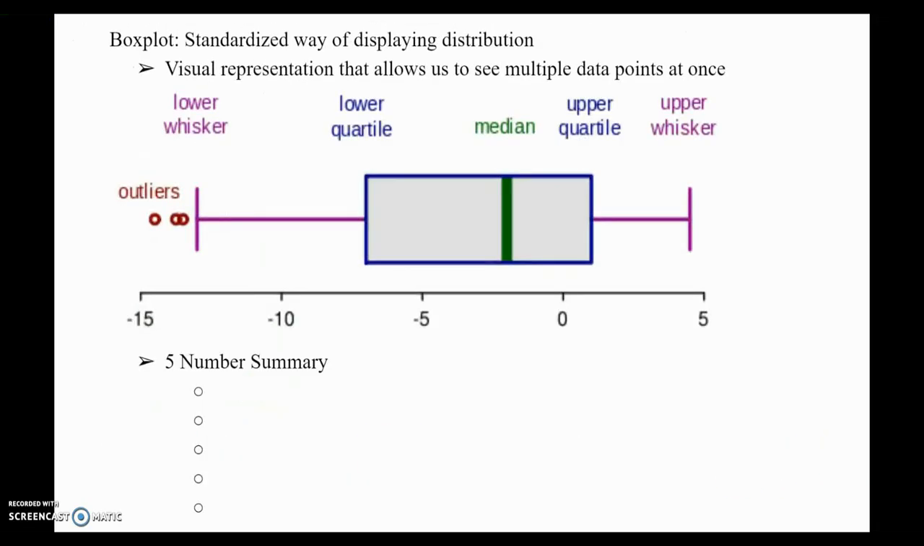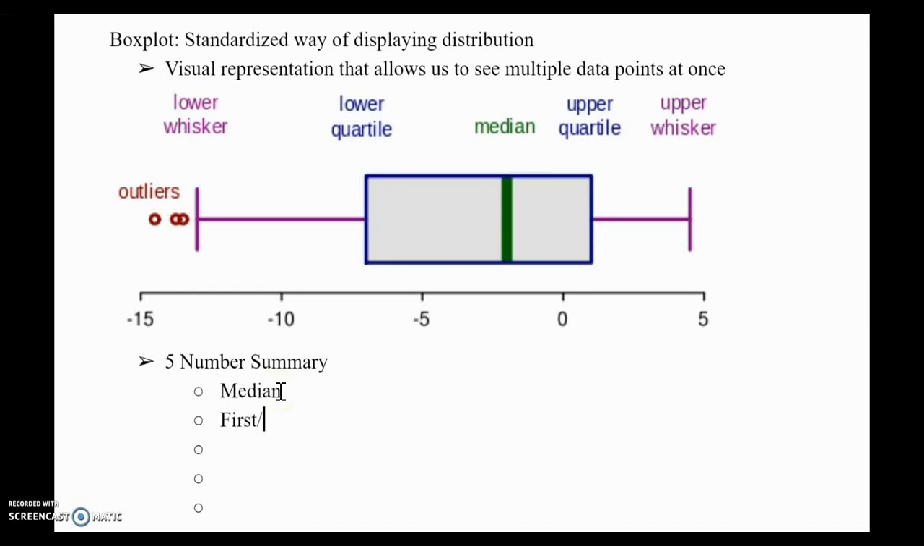Talk about the box plot, which is just a standardized way of displaying a distribution. It is also a visual representation that lets us see a lot of data points at once. So if you look at this box plot over here, you see outliers, lower whisker, lower quartile, median, upper quartile, and upper whisker. Now there are 6 things you can notice here, but we count only 5 in our 5-number summary. The first one is our median.